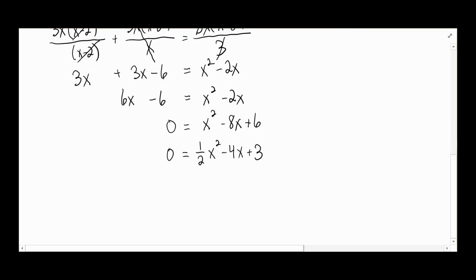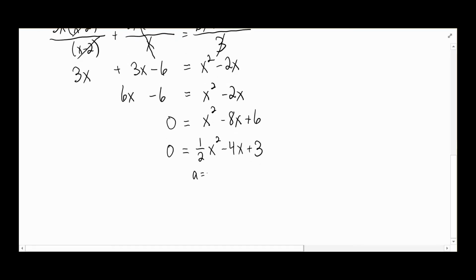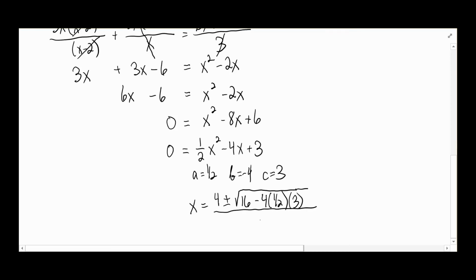So I divide both sides by 2 so that my A value is 1/2, my B value is -4, and my C value is 3. And I plug into the quadratic formula of the opposite of B plus or minus the square root of B squared minus 4 times A times C all over 2 times A.